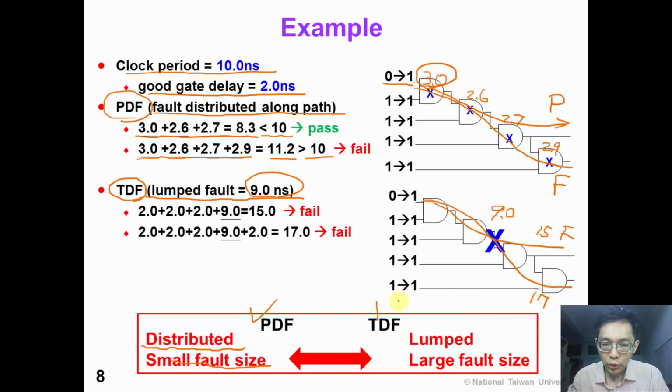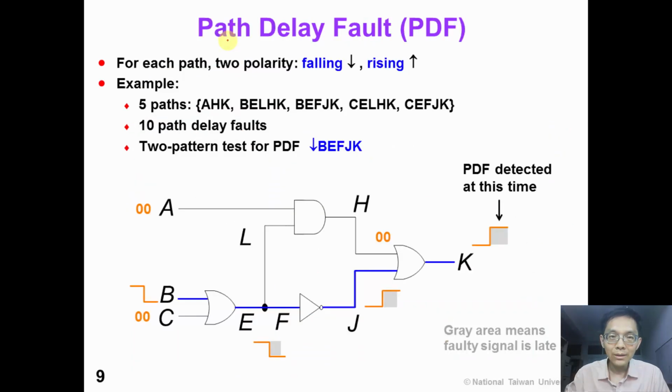So for transition DelayFault model, it assumes that the fault is lumped in a particular faulty node, and the fault size is very large. So we do not need to consider the propagation path. We can say that path DelayFault is more accurate, but the model complexity is higher than transition DelayFault. So now let's see a particular example of a path DelayFault.